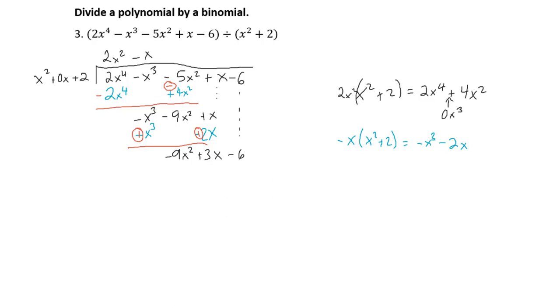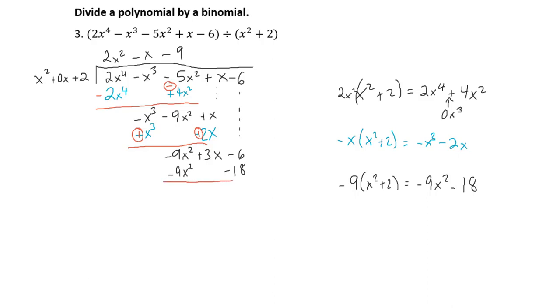Okay. What do I need to turn x squared into negative 9x squared? Well, that's a negative 9. X squared plus 2. Negative 9x squared minus 18. So I used a negative 9 at top. And so negative 9x squared minus 18.